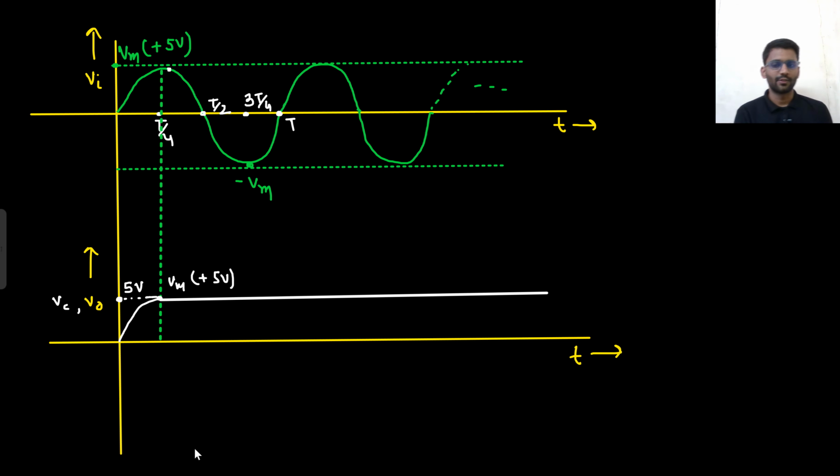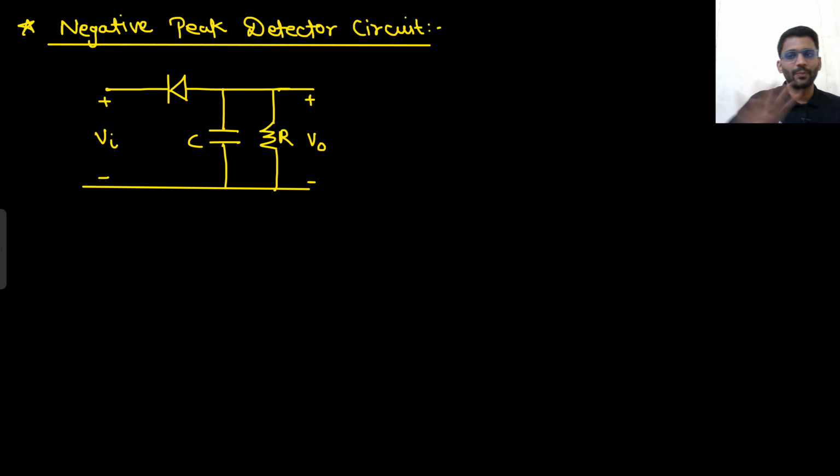Are you getting this point? So our target was to detect its positive peak value, and that is detected. That is 5 volt only. Did you understand this point? Well and good. Let's move on to the next circuit, that is negative peak detector.